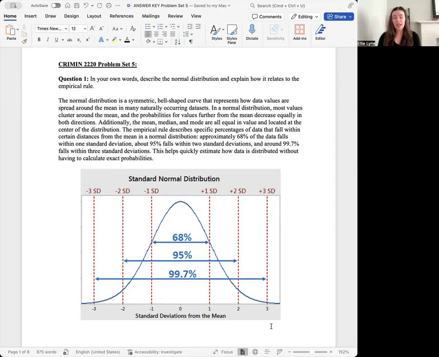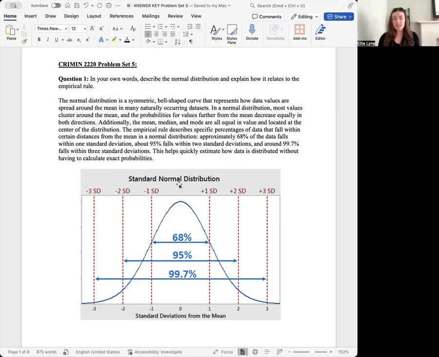The last key element of the normal distribution is not only is the mean at our center point here, but so is our median and mode. And so all 3 measures of central tendency are located right in the middle of our normal distribution, and they are all equal in value as well.